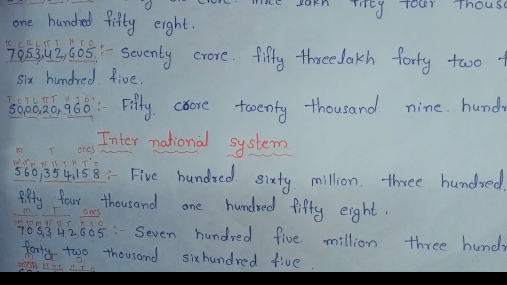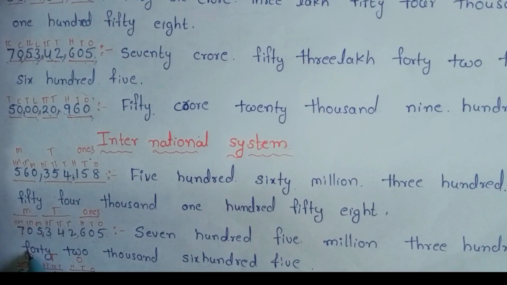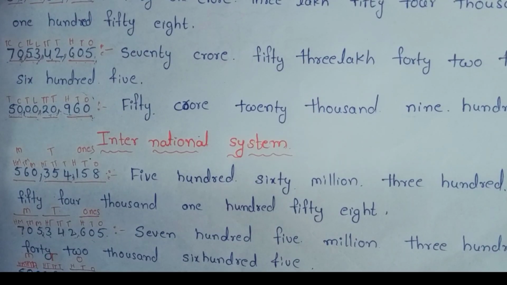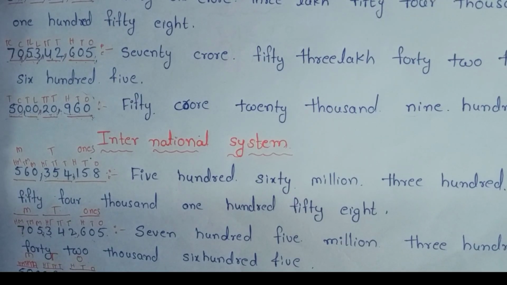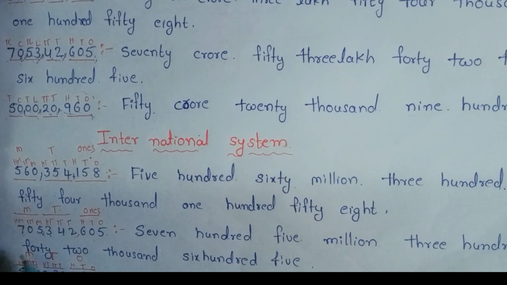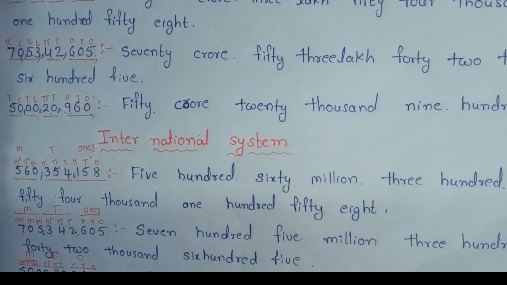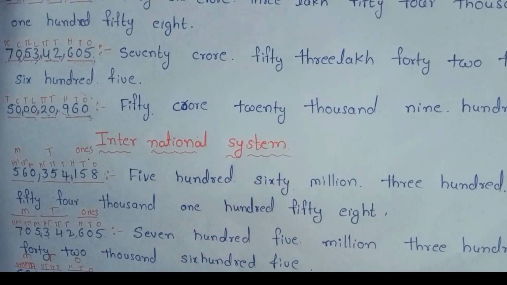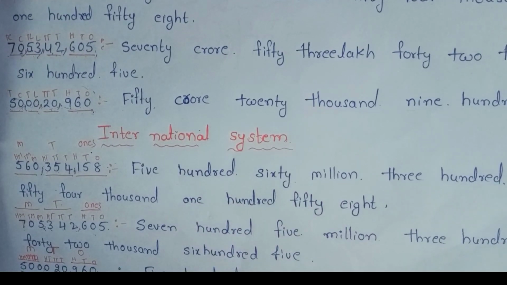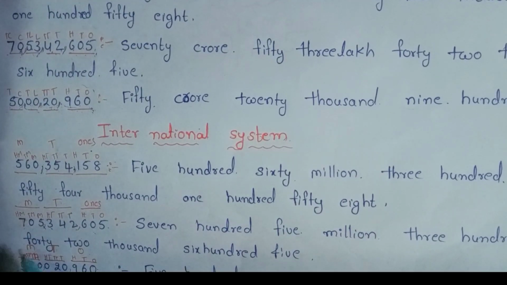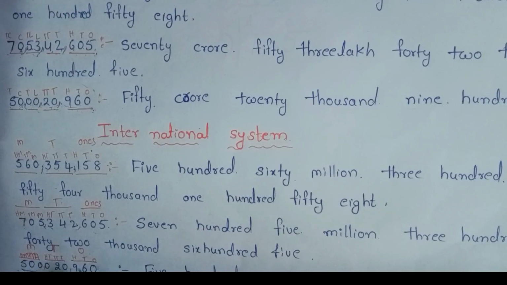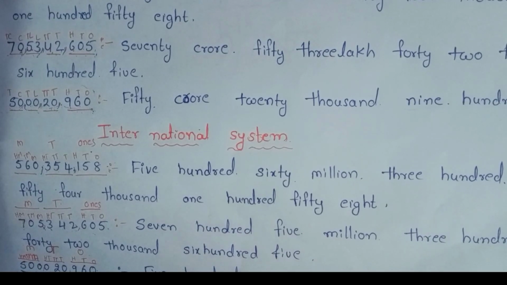Now we can read this: 500 million, 20,960. 500 million, 20,000. In the 100,000 place there is no digit, so we read 20,000 only. Then 960. 500 million 20,000 960. This is the number name for this number.